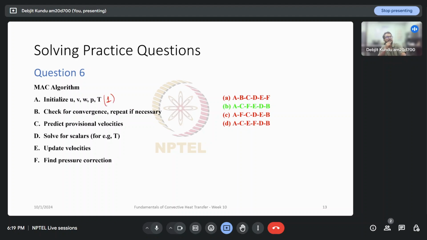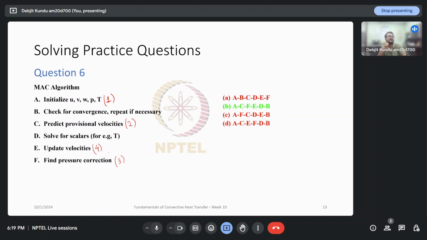Then in the next step, you have to predict the provisional velocities while ignoring pressure. So that is step 2. Then you have to find the pressure correction terms in terms of the provisional velocities. So that is step 3. Then once you have the pressure correction, you have to update the pressure first and then use them to update the velocities. So this becomes the 4th step.